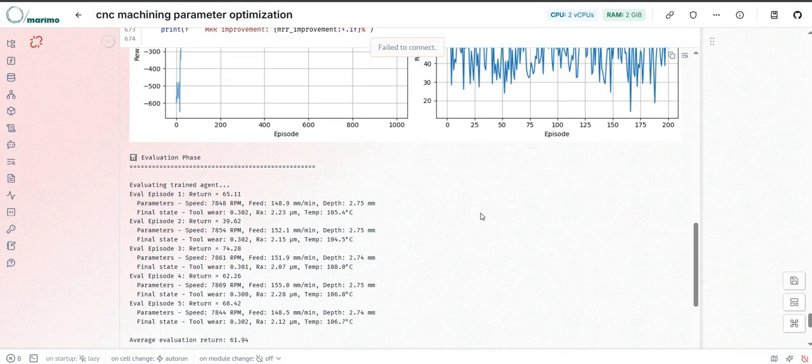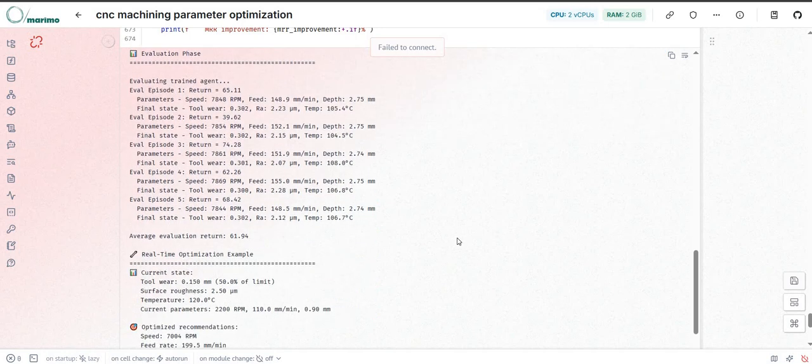The final states all show tool wear hovering around 0.3 millimeters, which is right at the threshold, surface roughness near 2.1 micrometers, and temperatures in the range of 108 to 109 degrees Celsius. And these values indicate that the agent has learned to balance productivity and quality without violating safety constraints.